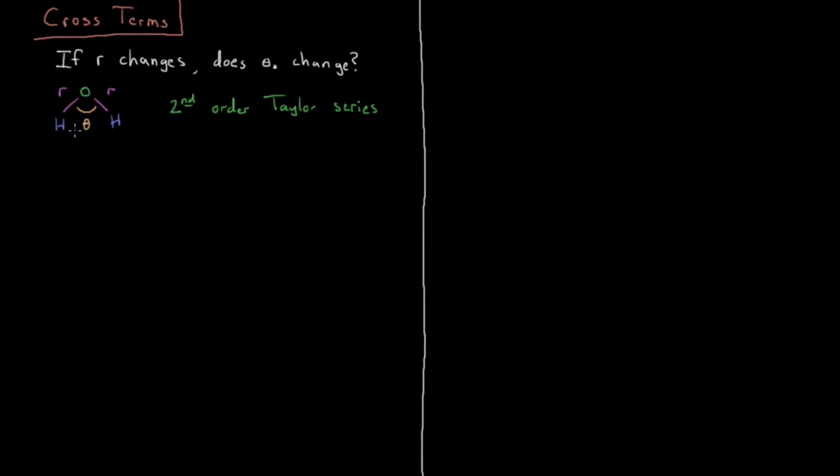around r EQ and around theta EQ. But the question comes up, now if r changes, does theta EQ change? I'll write this as theta EQ to be consistent. And similarly, if theta changes, does r EQ change? Does the value of one of these degrees of freedom affect the equilibrium value of the other? And in molecular mechanics so far, we've been assuming that they didn't.